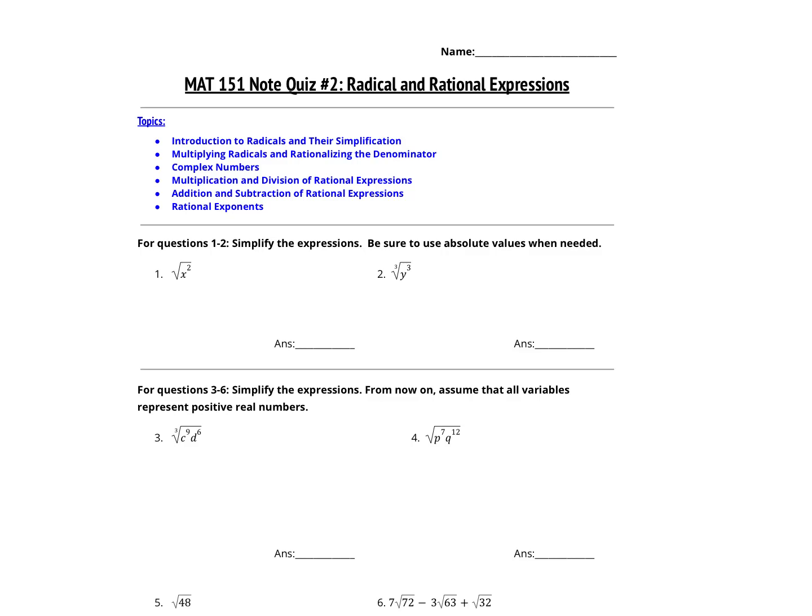Hello and welcome to Note Quiz number 2, which is all about radical and rational expressions. The goal of the first several of these problems is to simplify down radicals, and the most important rule to keep in mind is that the power on the variables inside of the radicals must always be smaller than the index out front. So for this first problem, we're going to take the square root of x squared.